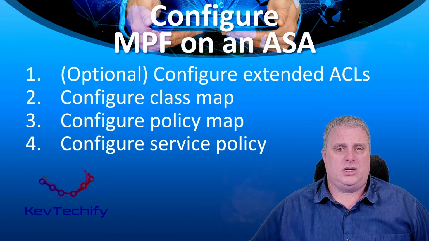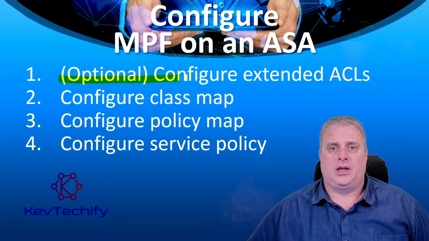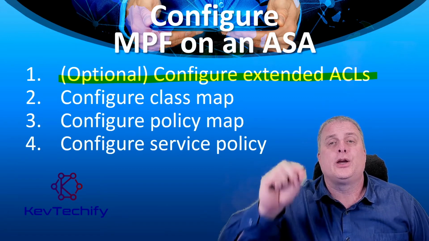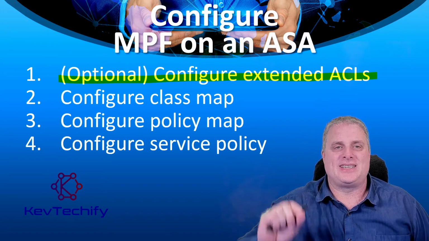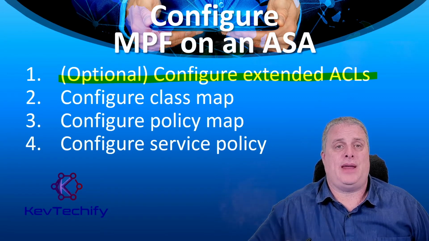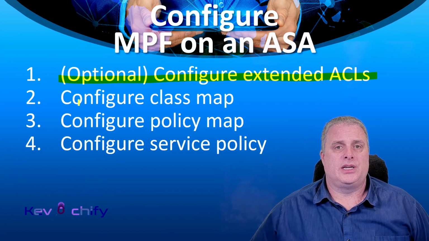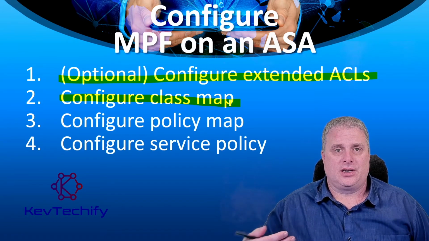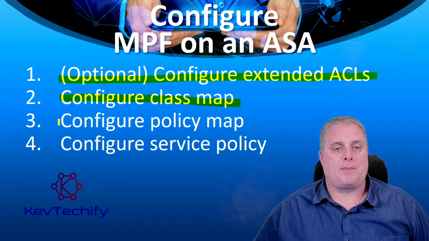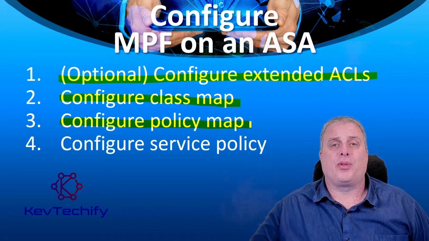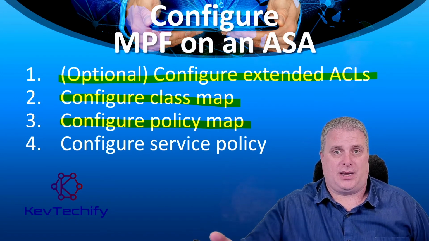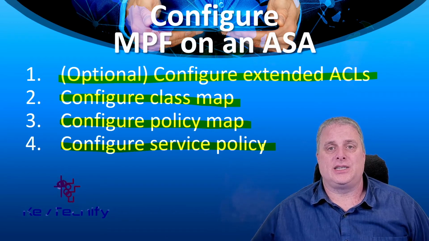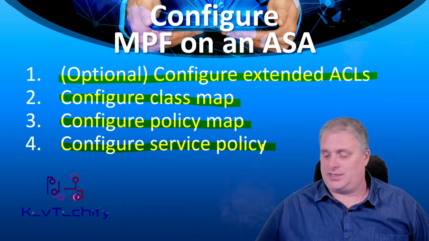There are 4 steps to configure a modular policy framework on an ASA. Step 1 is optional, and it's to configure extended access control lists to identify granular traffic that can be specifically referenced in a class map. Step 2 is to configure our class map to identify the traffic. Step 3 is to configure a policy map to apply actions to those class maps. And then step 4 is to configure a service policy to attach the policy to an interface.